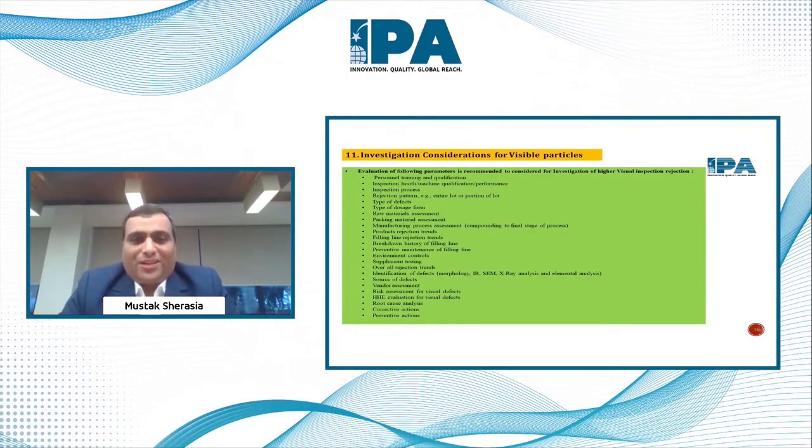So this is a very important consideration which we covered in our guideline: the investigation of visible particles, which is very challenging because it is difficult to identify the source of the particle. We derived some common points, mentioned in our guideline. The first important criterion is to understand the trigger of the investigation when you find out-of-limit visible particles, and the type of defects which are observed more.